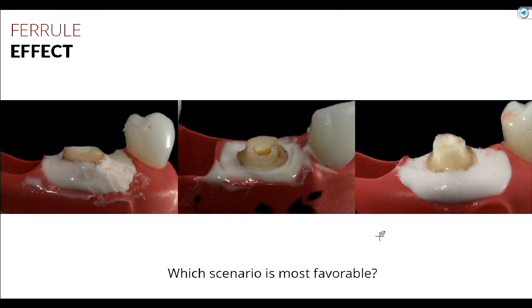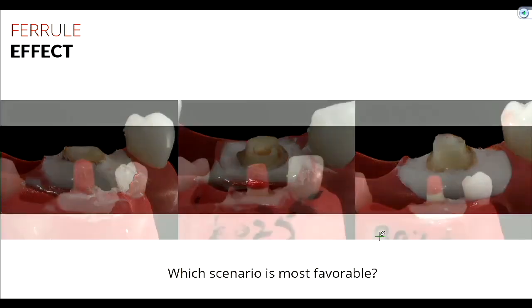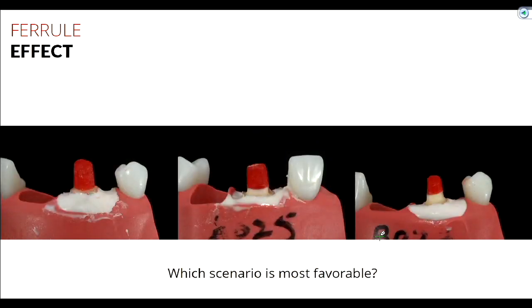So the question is, we have painted 3 different scenarios here. The one on the left is supposed to depict a tooth that's just cut flush at the gum line. The one in the middle, we'll say it's a millimeter in its axial wall height. And the one on the right is about 2 millimeters that we've cut it to. And the question is, which scenario is more favorable if we were to make a cast post core and cement it onto each of these teeth?